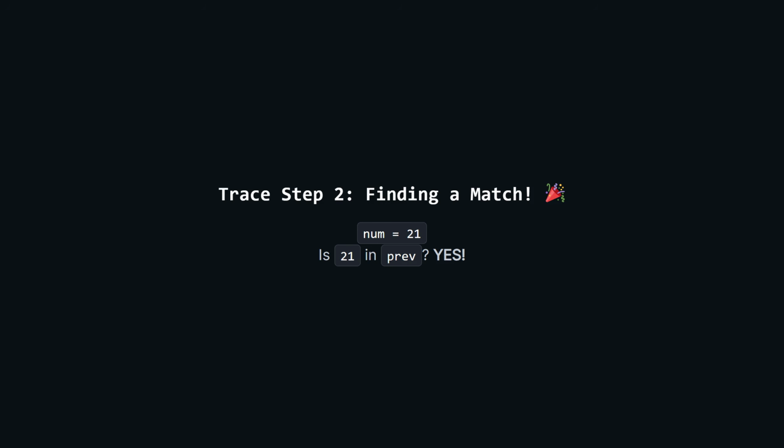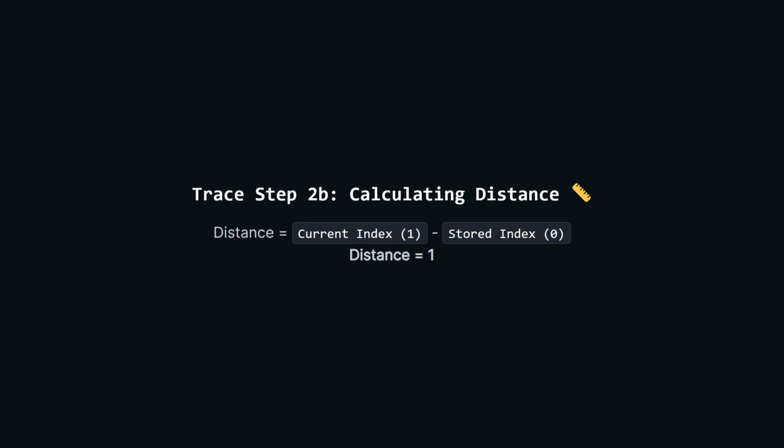Moving to the next position, our number is 21. We check our dictionary, and bingo, 21 is in there. We calculate the distance, our current index, 1, minus the stored index, 0. That gives us a distance of 1, which is our final answer. And that's exactly how the logic flows.